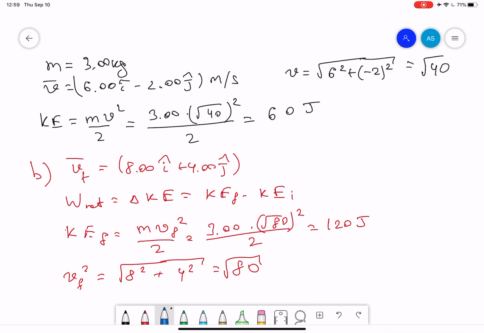Okay, then finally you just have to find the net work, which is the change in kinetic energy, which is equal to 120 joules minus 60 joules, which gives you 60 joules. Okay.